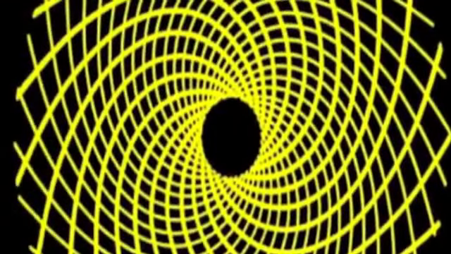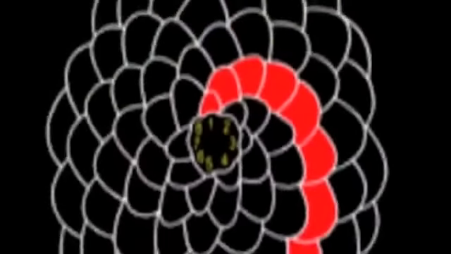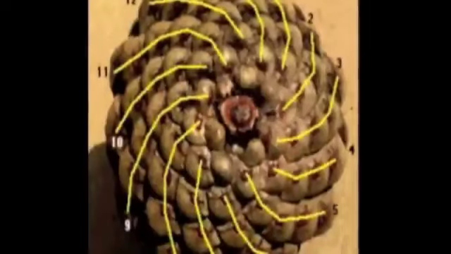Take, for example, the sunflower. The display of its florets are in perfect spirals of 55, 34, and 21, the sequence of Fibonacci. The fruitlets of the pineapple create the same spiral based on the sequence. The pine cone does the same.